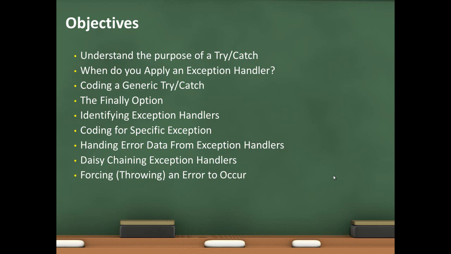Details about what caused that error to happen that we might want to harness to our advantage. We'll take a look at daisy chaining more than one exception handler together and why we might want to do it and how we do that. And at the very end, we're going to take a look at how we force our own error to occur. Perhaps it's not an error that the system would see, but it's an error that we decide based on some interaction a user might have.